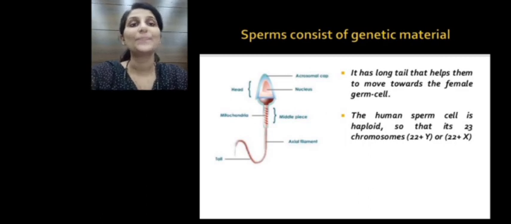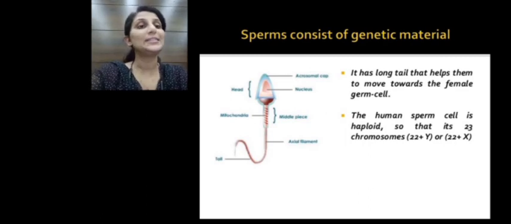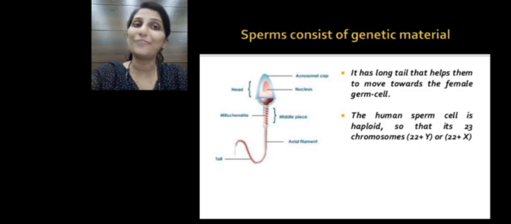Now let us learn about the sperm, the male gamete. It consists of the genetic material from the father. So inheritance of characters from the father to the offspring is done through the sperms, which contain the genetic material, and it is divided into three main parts. It has a head-like structure. It has a middle piece, which has the cell organelle mitochondria, and it has a tail-like structure which helps to swim within the female reproductive tract so that it can reach the site of fertilization. It has a long tail that helps it to move towards the female germ cell.